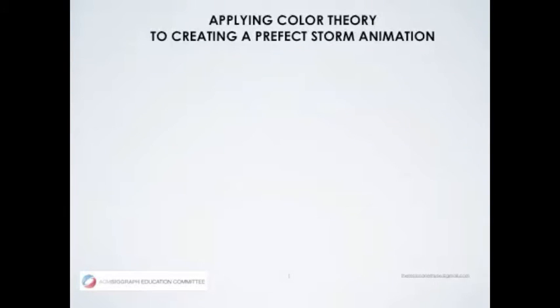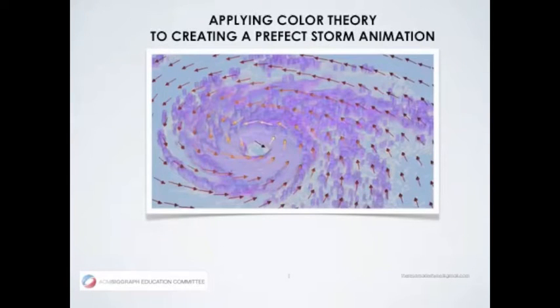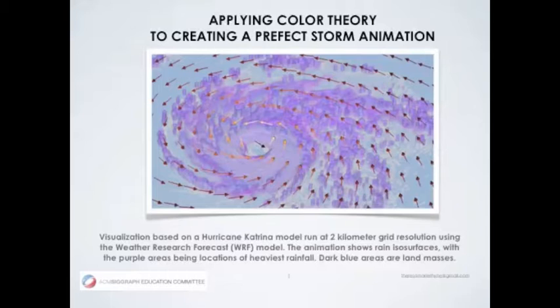In today's learning module, we are going to discuss applying color theory to creating a perfect storm animation. We will be discussing data from Hurricane Katrina. This data is measured out as a 2-kilometer grid resolution using the Weather Research Forecast Model that meteorologists often use to understand phenomena such as hurricanes.